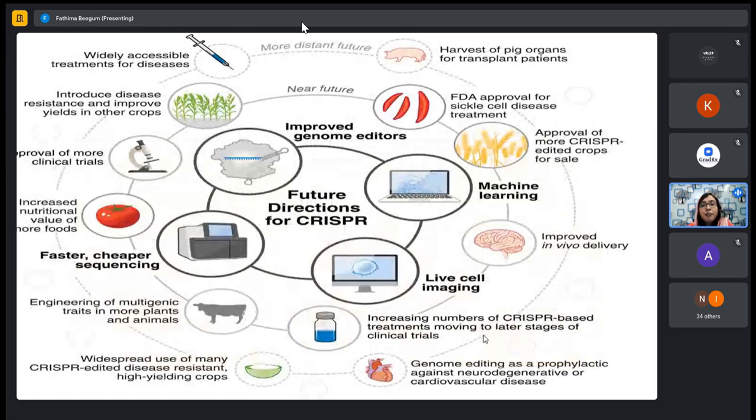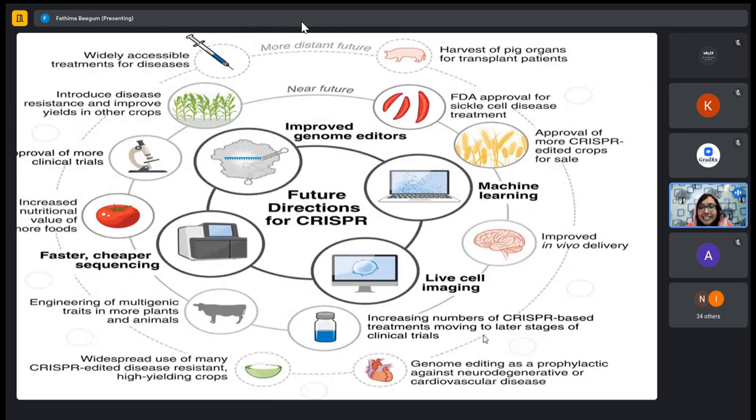Then in the more distant future, we can harvest pig organs for transplant patients. Then widely, this CRISPR technology may become accessible for the treatment of disease. And in our near future, we already got FDA approval for sickle cell anemia. Then more CRISPR-edited crops will be for sale. Then approval of more clinical trials. Then the nutritional value of foods can be increased. Then engineered plants as well as animals can be created. Then disease-resistant, high-yielding crops can be developed.